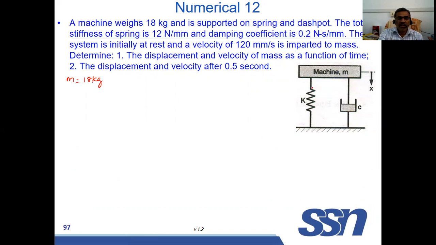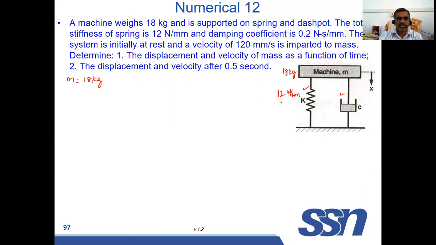This is a vibrating system. This has 18 kg supported on a spring and dashpot. So this is a spring, this is a dashpot. The total stiffness of the spring is 12 Newton per millimeter. Stiffness K is equal to 12 Newton per millimeter.